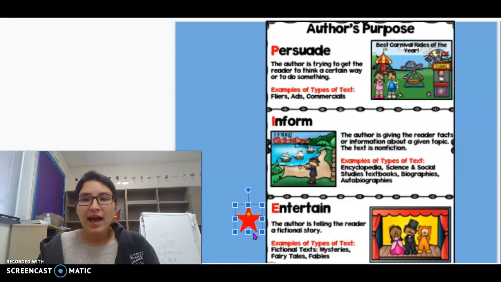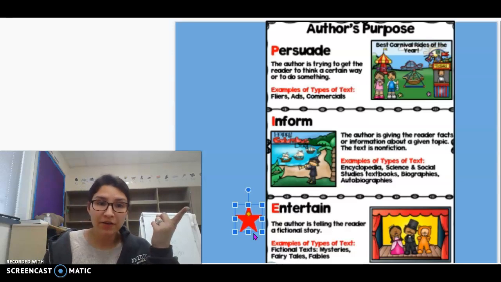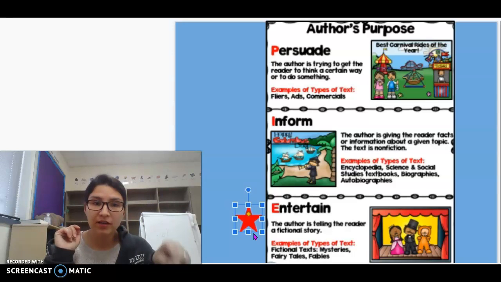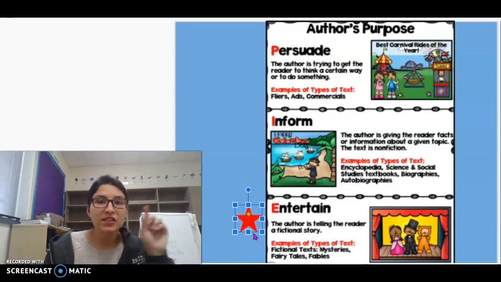Author's purpose. How can you figure out the author's purpose? What are some clues? What are some things you can do to figure out, why did the author write this story? You could look for some clues about whether it is nonfiction or fictional. Remember, nonfiction means real, facts you're going to be learning. Fiction means fake, made up. So if it's fiction, the story's probably just to entertain you. If it's nonfiction, you're learning real things. There's text features like photographs, maps, diagrams, labels. That's probably to inform you.